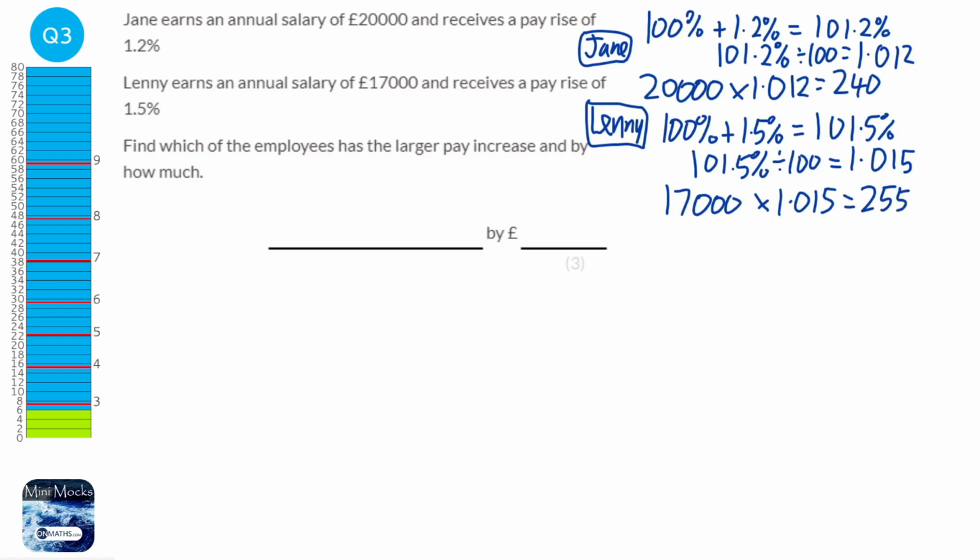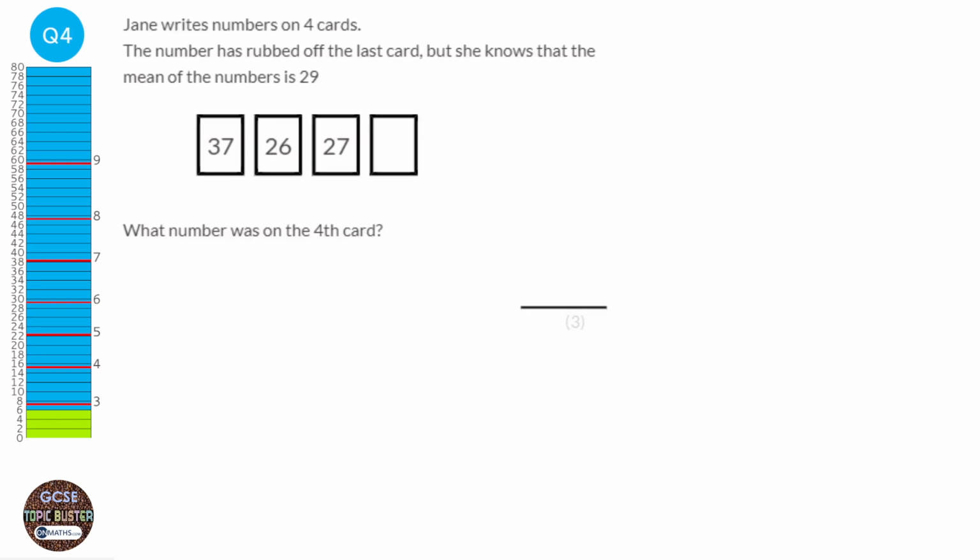So Lenny has 255, Jane has 240. So it says which of the employees has a larger pay increase and by how much. So the answer will be Lenny, and it's by £15 because that's the difference between these.